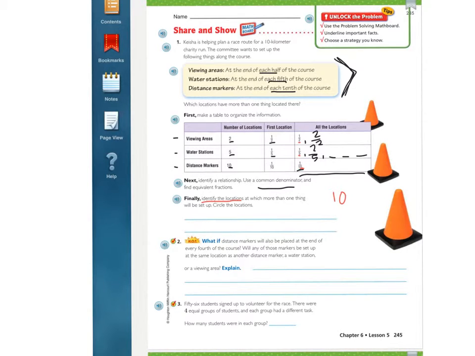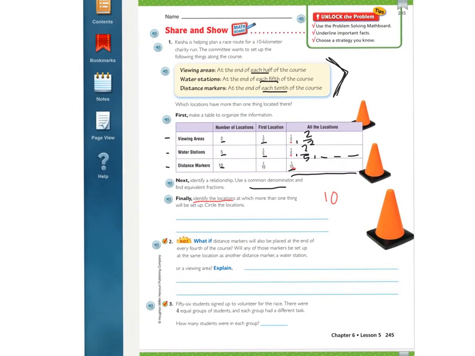What if distance markers will also be placed at the end of every fourth of the course? Will any of those markers be set up at the same location as another distance marker, water station, or viewing area? Explain.